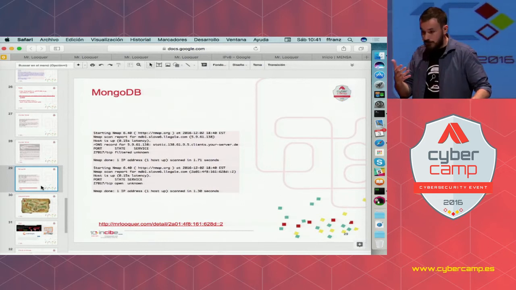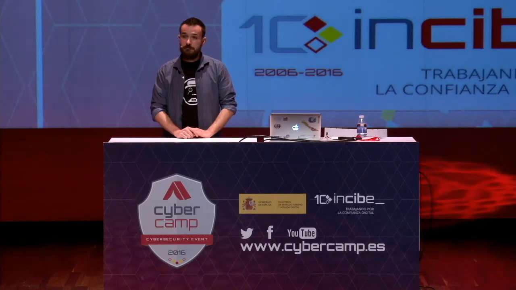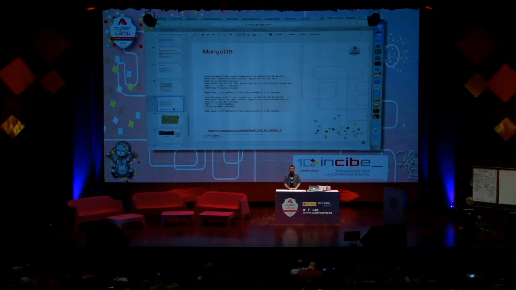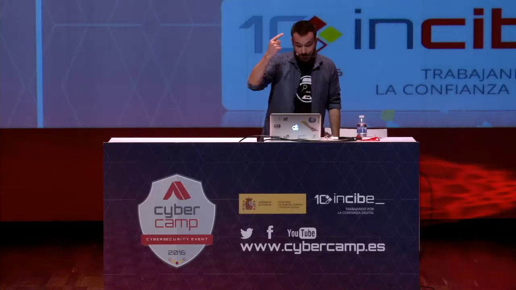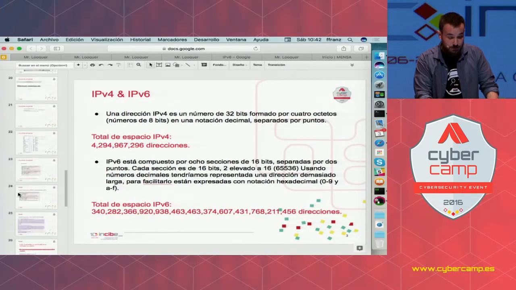So let's move on to our next level. Differences between scanning IPv4 or IPv6. Anyone? Time. It is time. So if you remember, we had an IPv4 range for all the IPv4s and all the IPv6 that were available. If we go back to that slide, the difference is quite impressive, right?